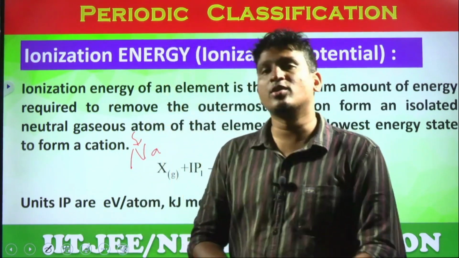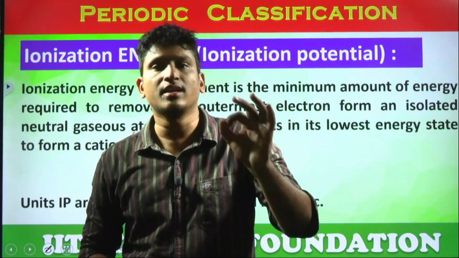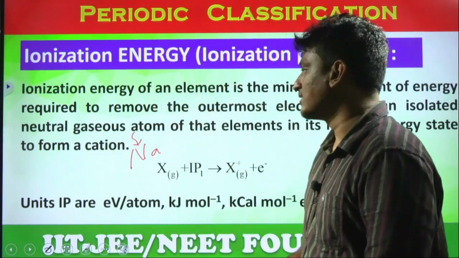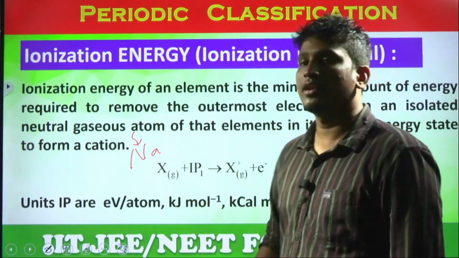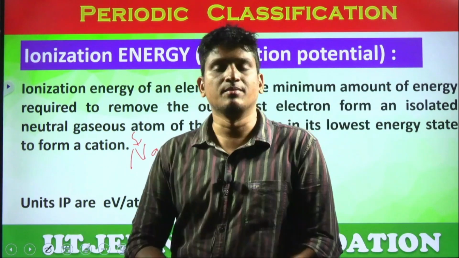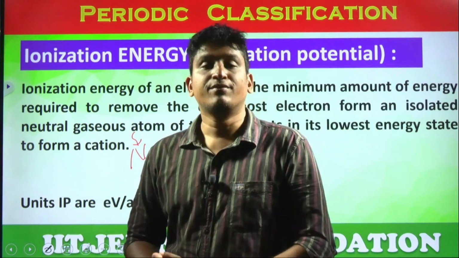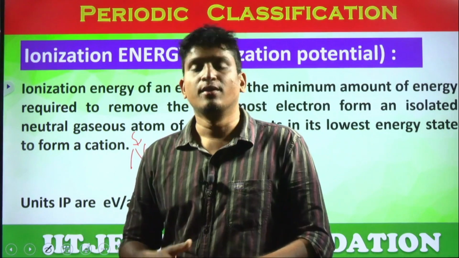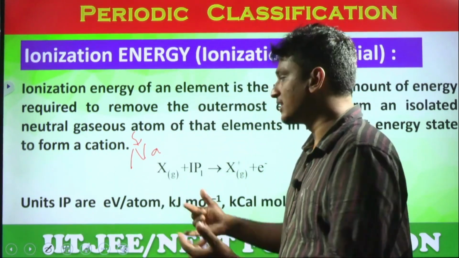So the minimum amount of energy required to remove an electron from the valence shell of an isolated neutral gaseous atom is called ionization energy. If X loses one electron, that is called the first IP. X is a general element. If we can remove the second electron also, that is the second IP. The third electron, third IP. Fourth electron, fourth. Got the clarity? That is the first ionization, second ionization, third ionization.